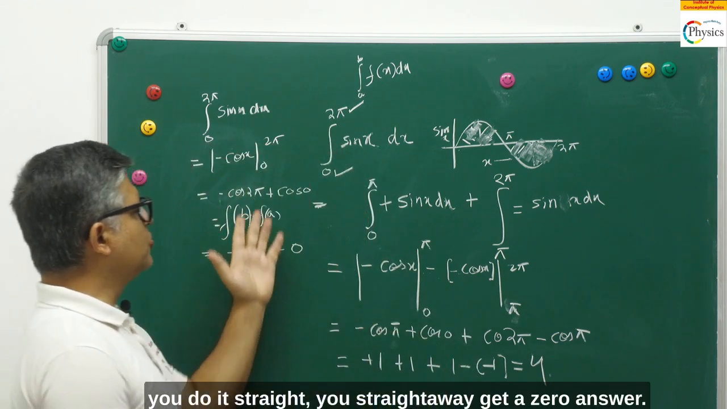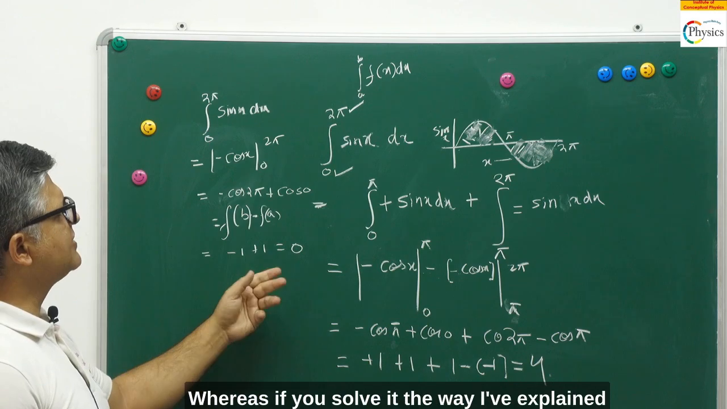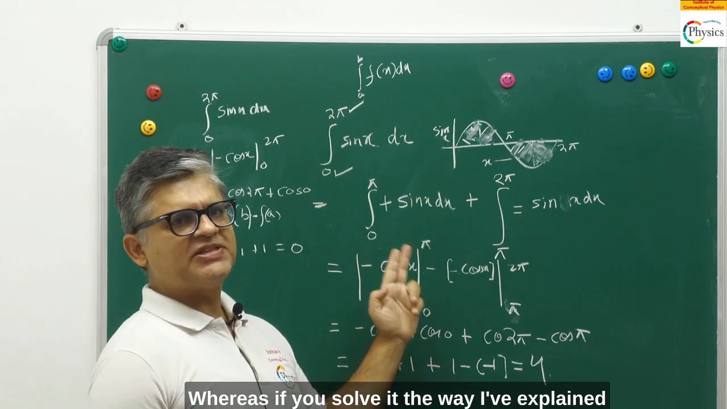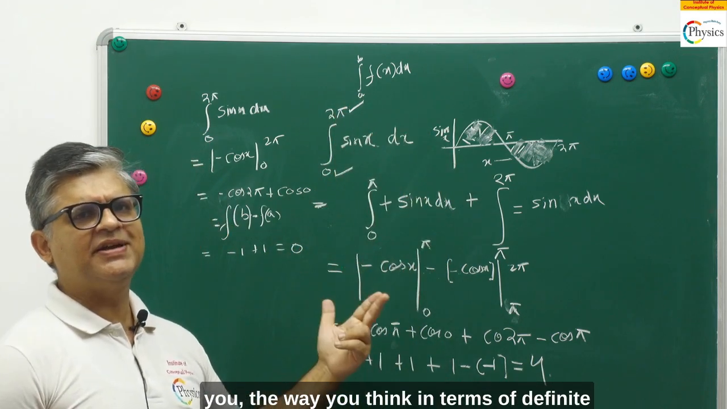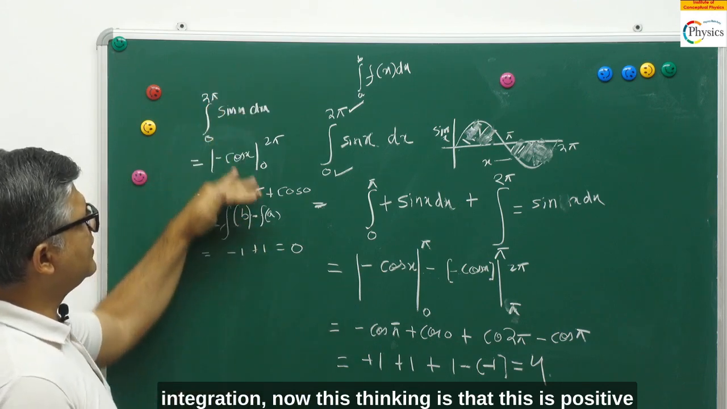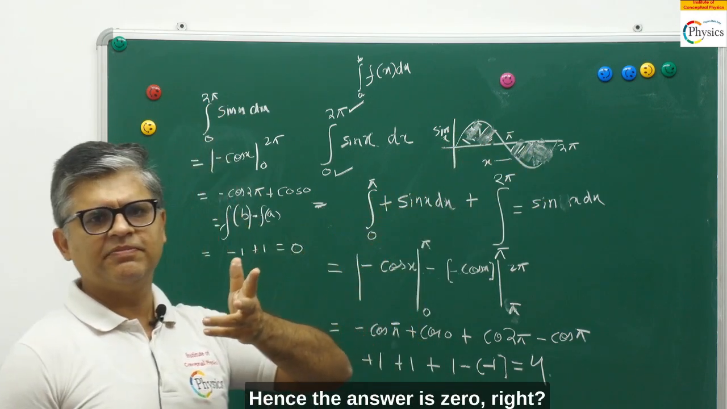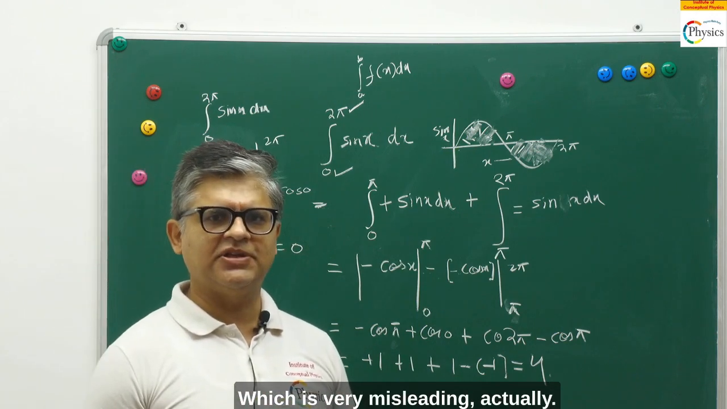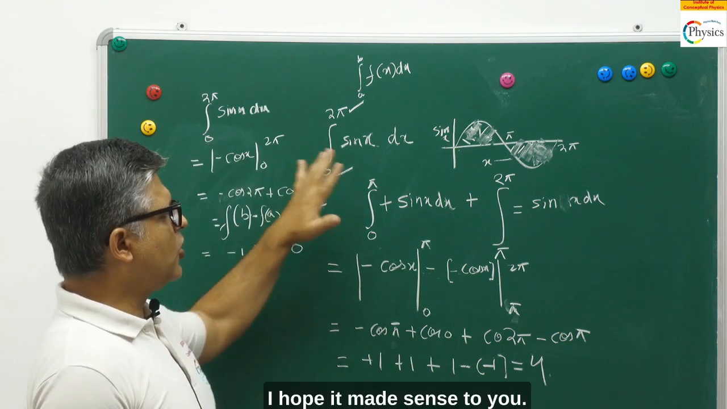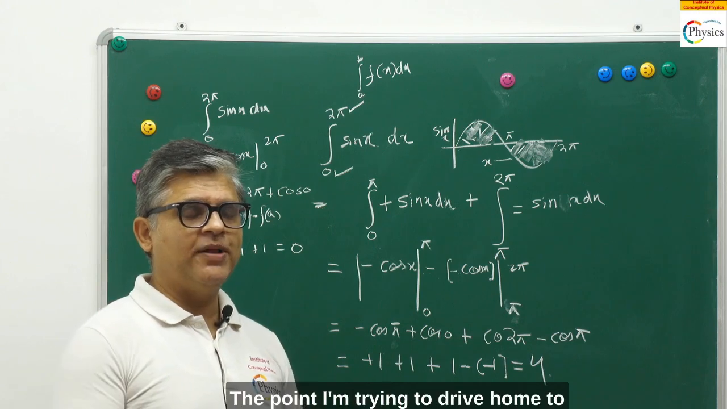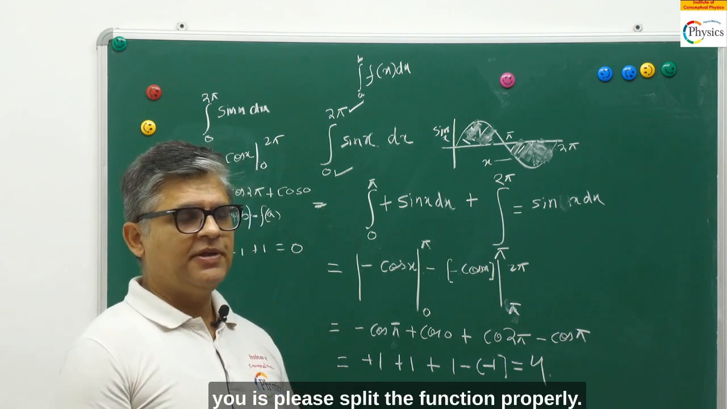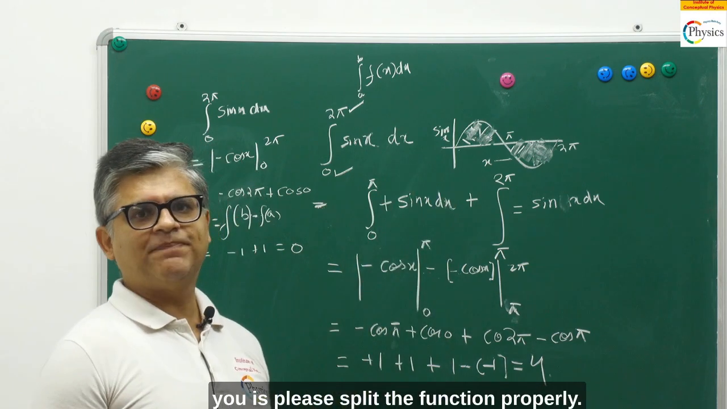If you do it straight, you straight away get a 0 answer. Whereas if you solve it the way I've explained, the way you think in terms of definite integration, you get the right answer. Thinking that this is positive area and this is negative area, hence the answer is 0, is very misleading actually. So I hope it made sense to you. The point I'm trying to drive home is, please split the function properly.